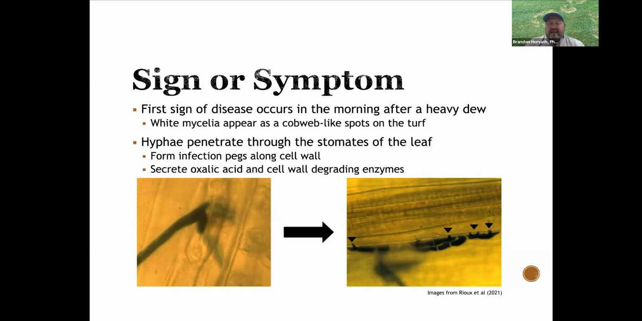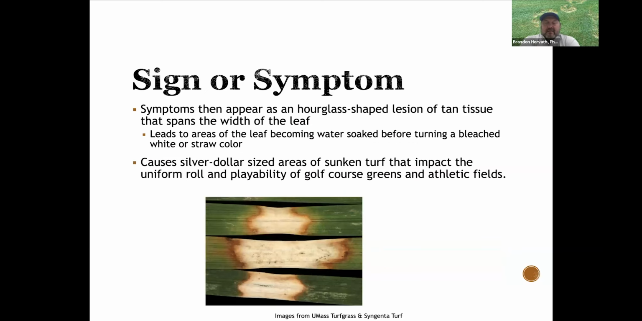You can see that in the right image. In the left image, you can see it actually going through a stomate. And in the right image, you can see those infection pegs pushing down to start getting into a plant cell. That's how the fungus first starts to get into the plant. And then when you start to see symptoms, I mentioned that hourglass shaped lesion.